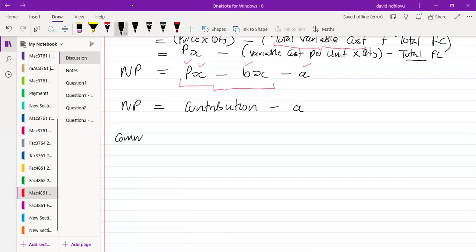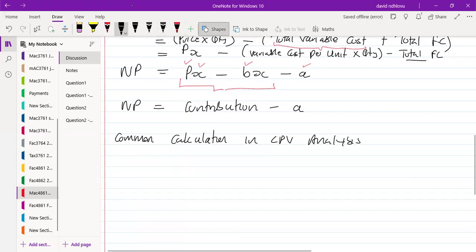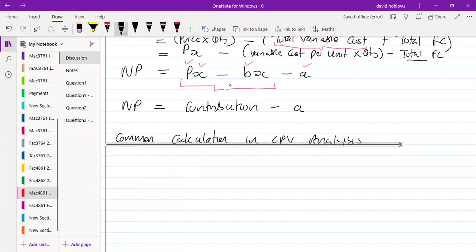Common calculations. Common calculations in CPV analysis. So when you deal with the cost profit volume analysis calculation, you need to know how to calculate contribution per unit.